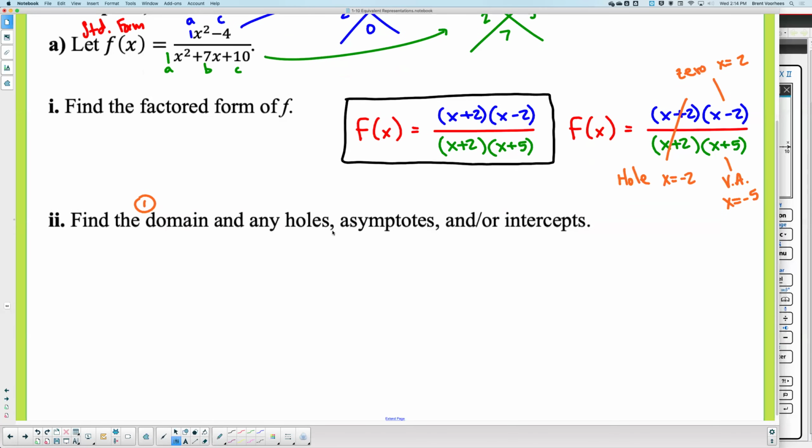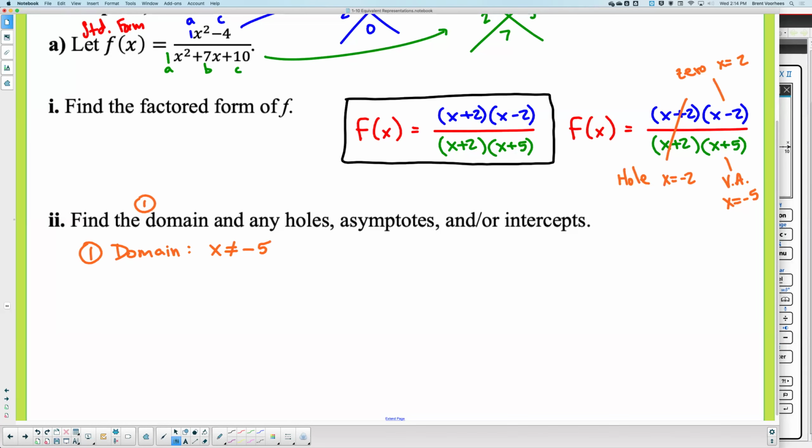Okay, domain. You just heard me say it. With rational functions, it's a polynomial divided by a polynomial, which means it should seem like it's going to be all reals divided by all reals. The problem is there is one value you're not allowed to divide by. What are we not allowed to divide by? 0. In this equation, what values of x would give us 0 in the denominator? -2 and -5. Those are the only 2 values x cannot be. We will have a break in the graph at -2 and -5.